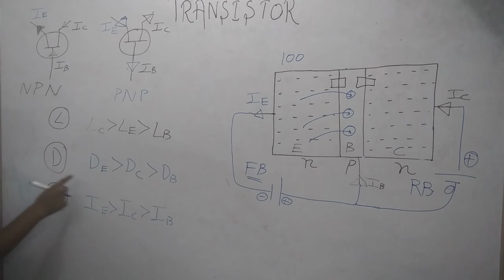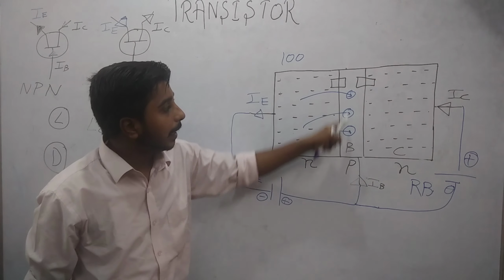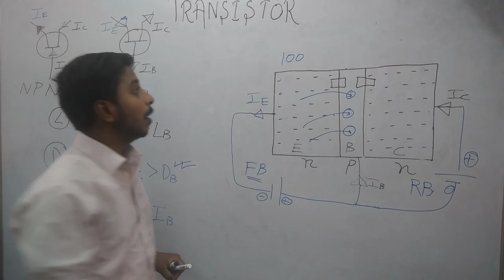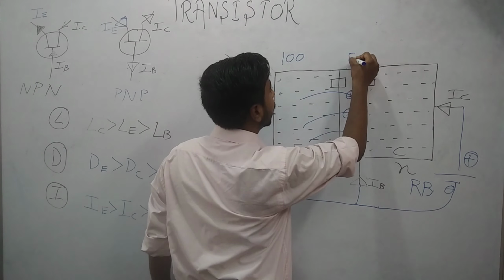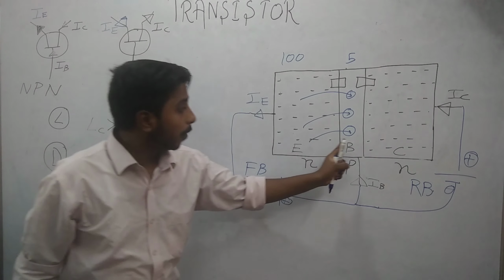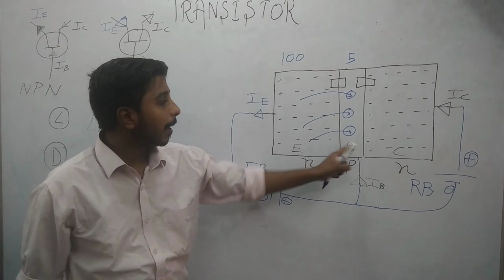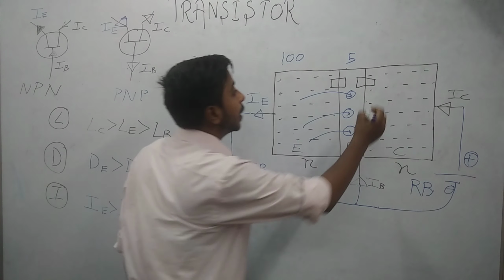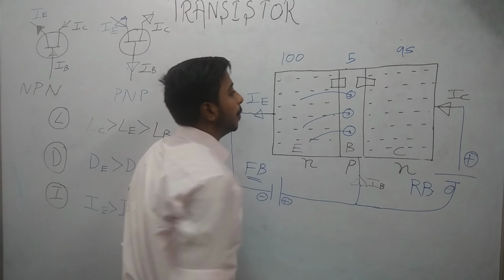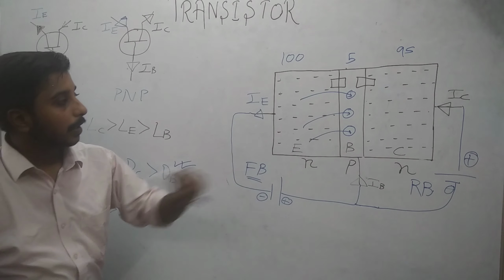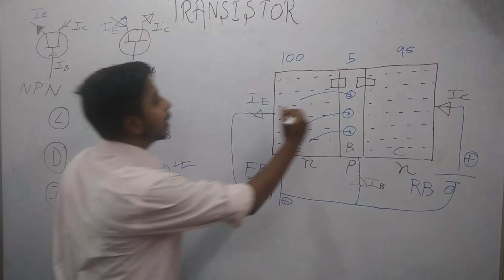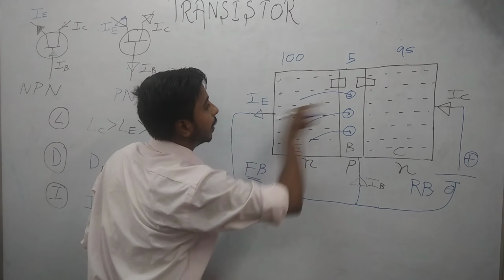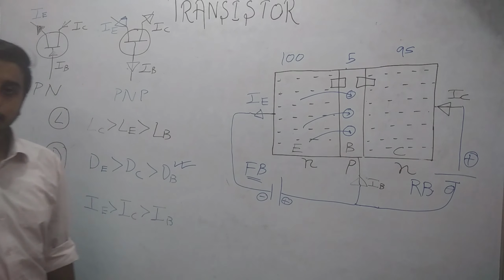But as you know that the doping of base is very low, so only a few electrons will recombine with the holes in base. So from these 100 electrons, only 5, we are just taking a random number, only 5 will get recombined with the holes of base, while 95 electrons will move to the collector region. Okay, so the direction of current is opposite to the direction of electrons. Here current is moving in this direction, so electrons are moving in that direction.